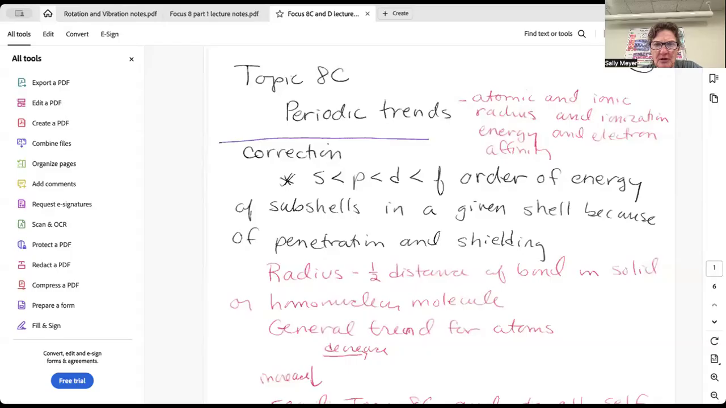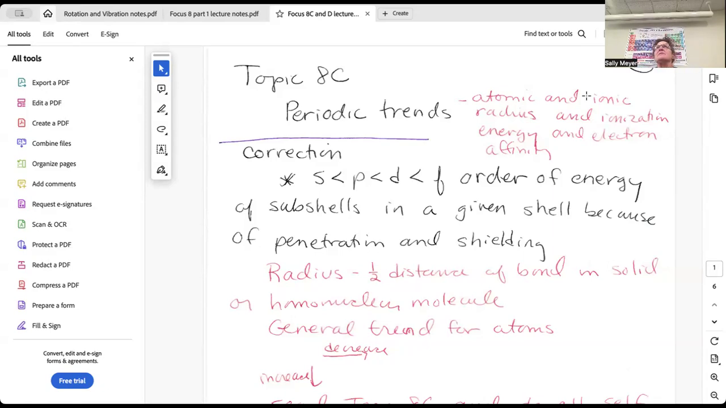We are going to finish up focus 8. So we're going to talk a bit more about atoms before we move into molecules. We're on 8C, and we're going to talk about periodic trends.